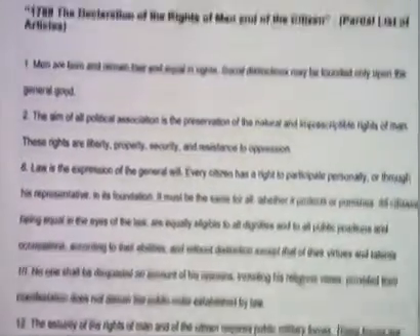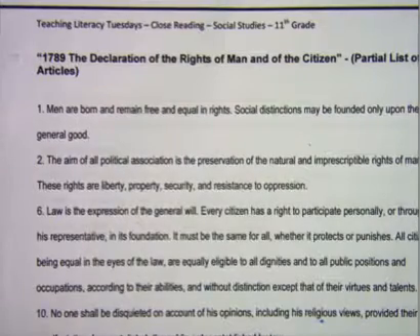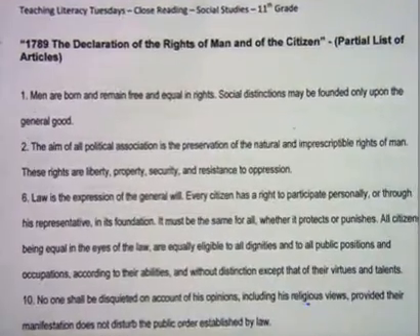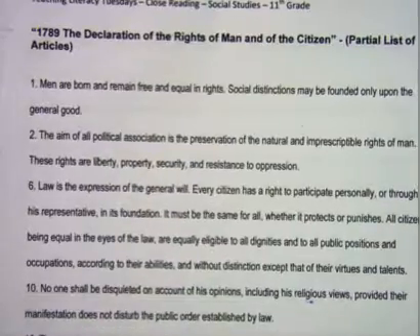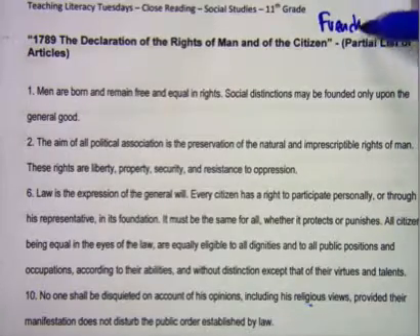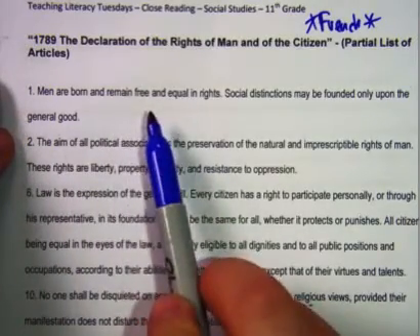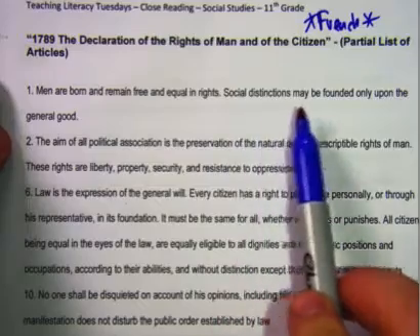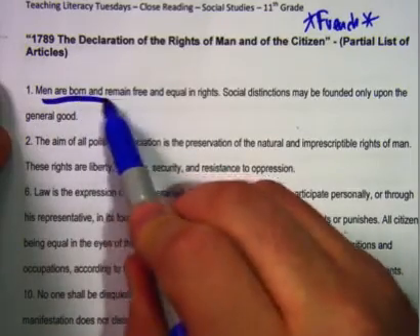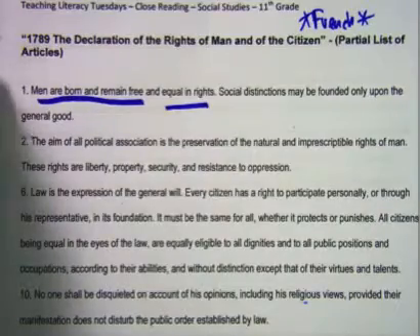Now we've got a new source, 1789 Declaration of the Rights of Man and of the Citizen. It doesn't say where it comes from, interestingly, but your history teacher is not afraid to tell you that this is a document about the French Revolution. All right. Men are born and remain free and equal in rights. Social distinctions may be founded only on the general good. All right. Men are born free, equal rights.